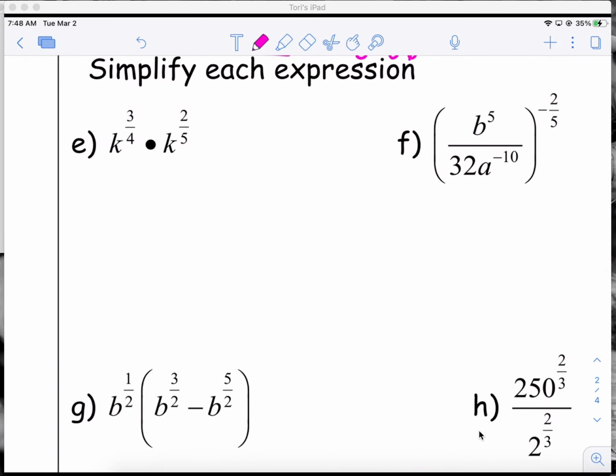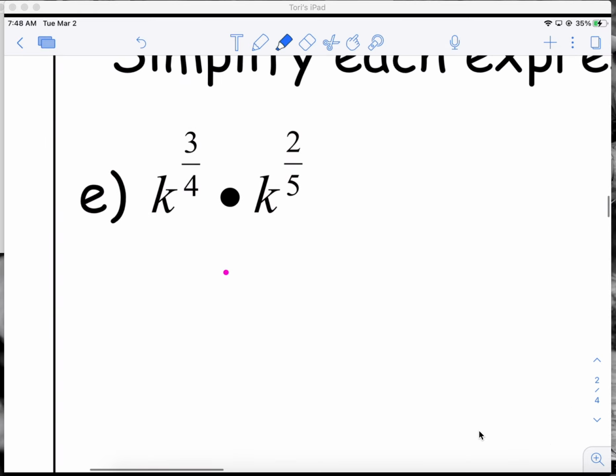Simplify the expression. Again, if you start with fraction exponents, you have to end with fractional exponents. If you start with radicals, you have to end with radicals, so keep that in mind. All right, when I'm trying to simplify rational exponents, I have to get the same common denominator. So if I have a 4 and a 5, my common denominator is going to be a 20.